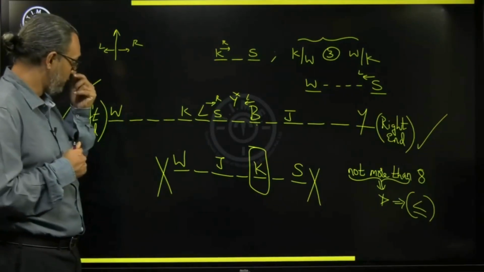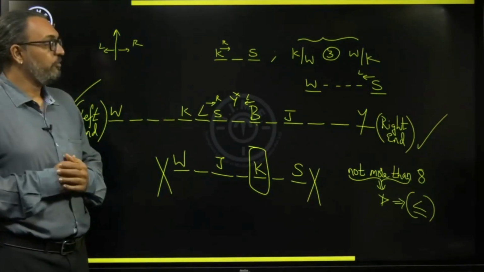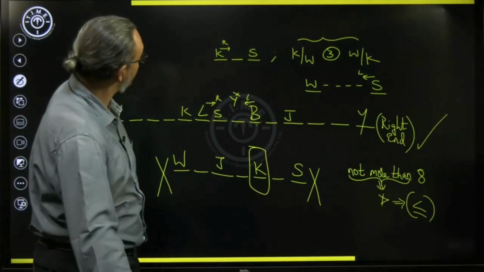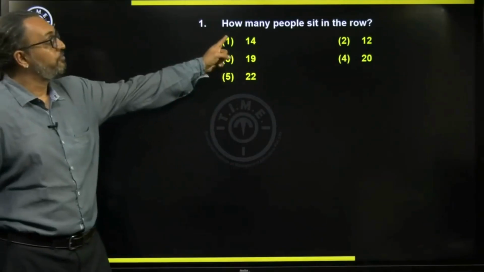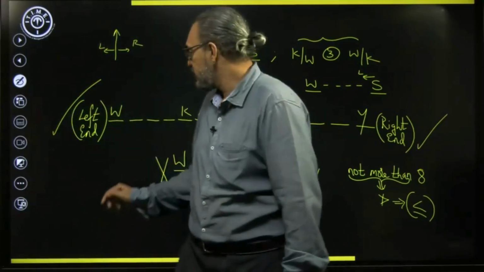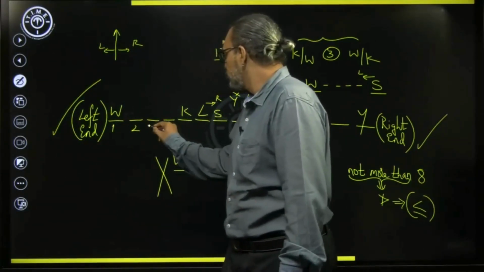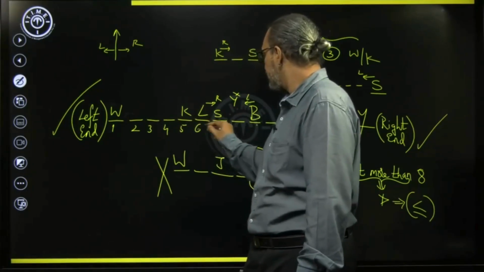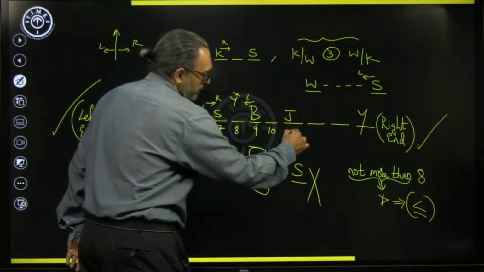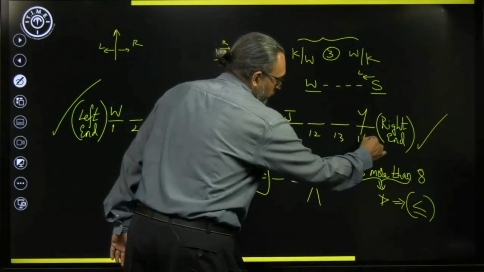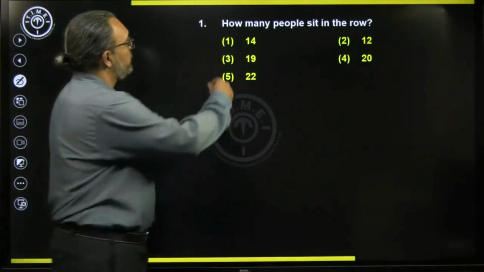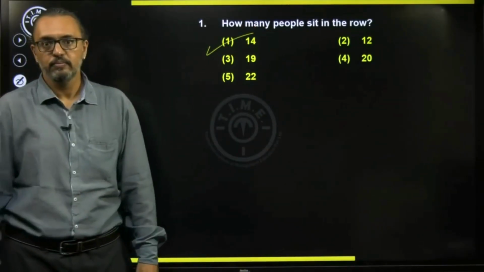Yes? Okay. So now based on this, we will have to answer our questions. Now the first question is how many people sit in the row? Okay, so we will have to count how many are there in the row. So let's count. So we have 1, 2, 3, 4, 5, 6, 7, 8. Okay, then 9, 10, 11, 12, 13, and total you have 14. So 14 people are there, and that's available in the first option, choice 1.